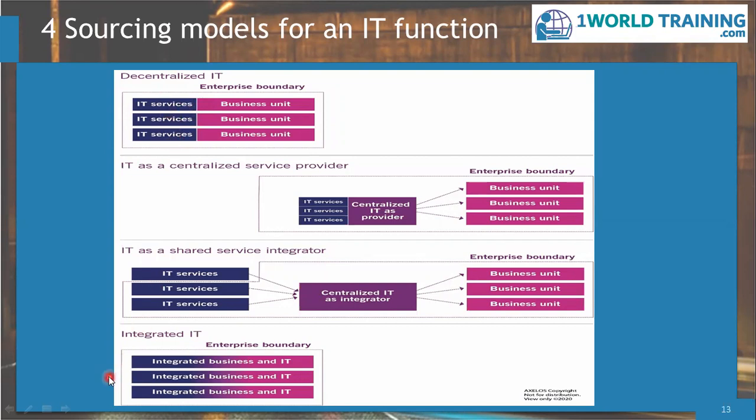At the bottom, we have the integrated IT. We are showing again the separate business units, but if you look at this picture carefully, it shows that the business and IT are combined into an integrated unit, unlike the decentralized at the top, where the IT provider and the BU are not combined. And in between, we have the IT as a centralized service provider, meaning there are several services which are provided by a single provider to various business units.